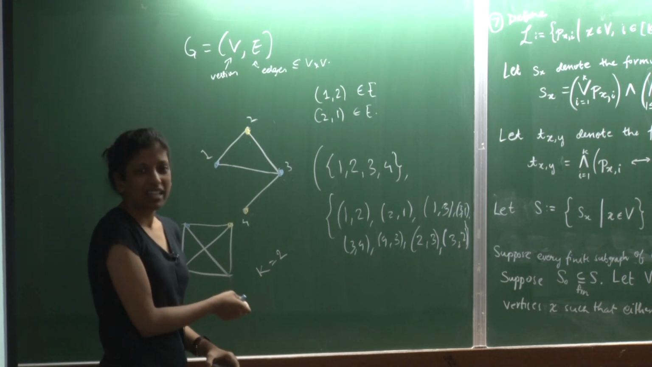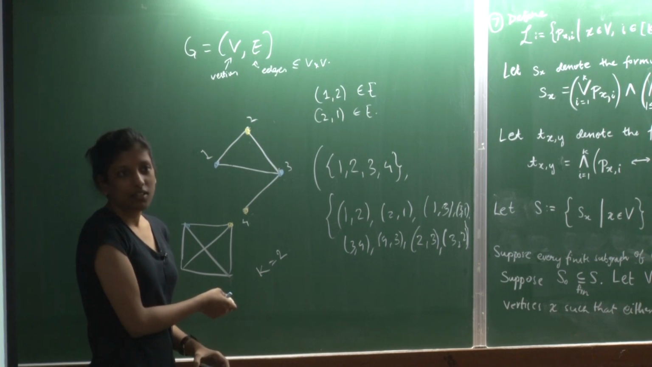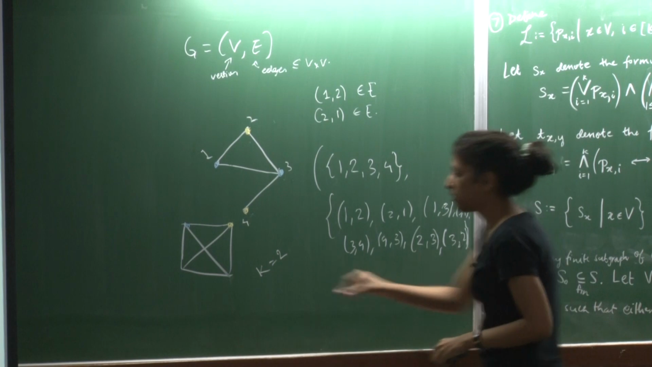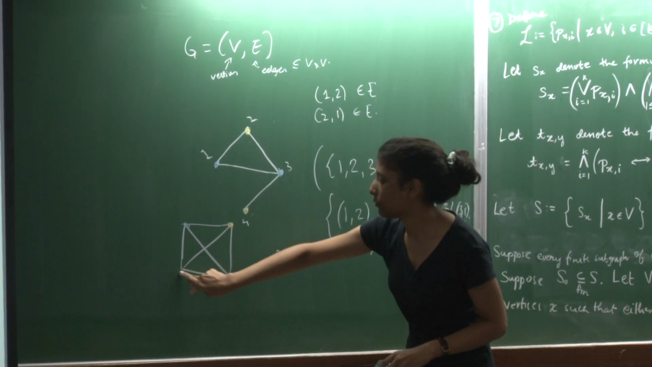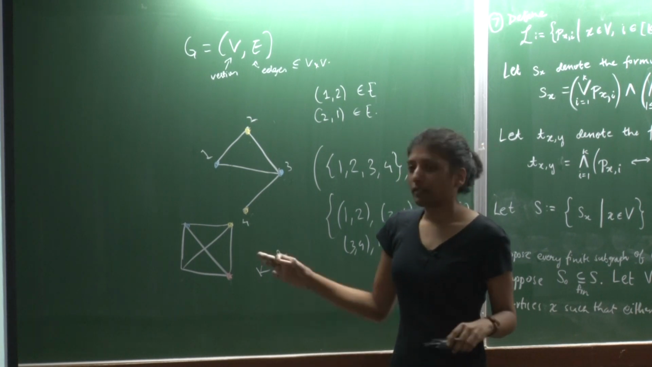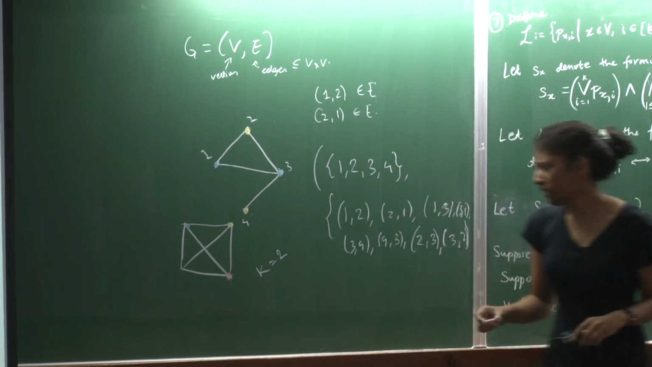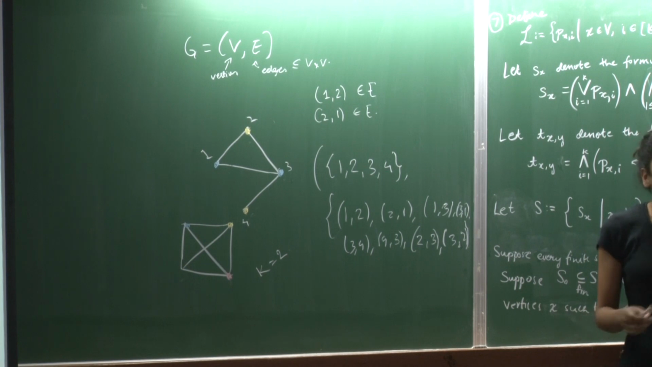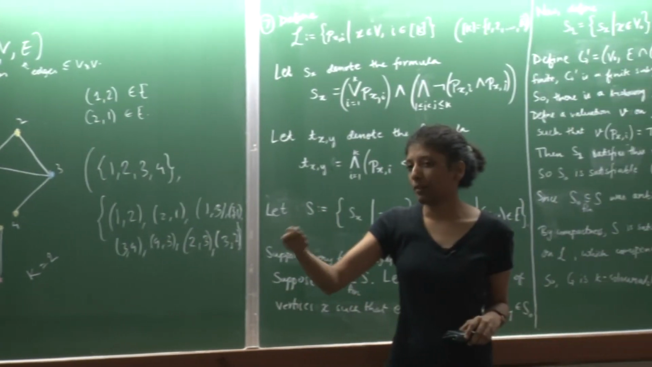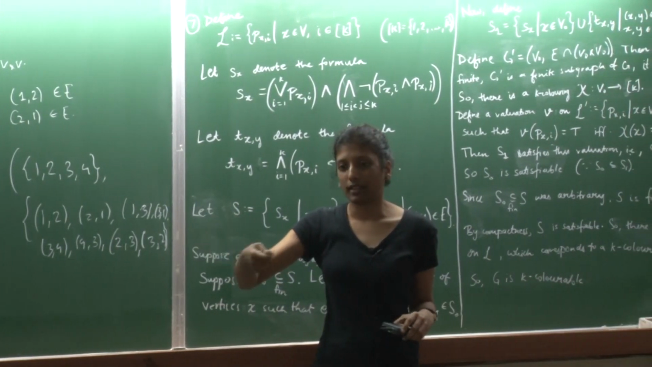Can I color it with 3 colors? No, again no, because if I give this the color red, then I won't be able to color this anything. In fact, you have something called the chromatic number of a graph, which is the minimum natural number k, such that you can color the graph with k colors.